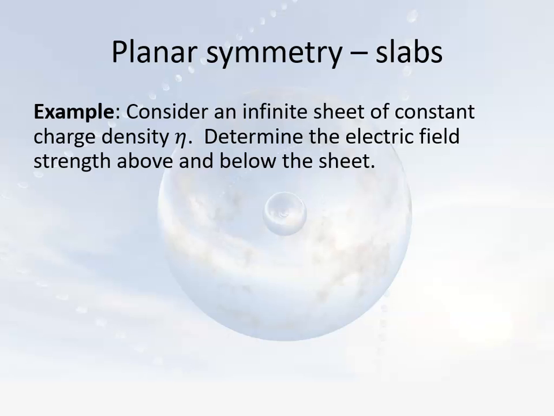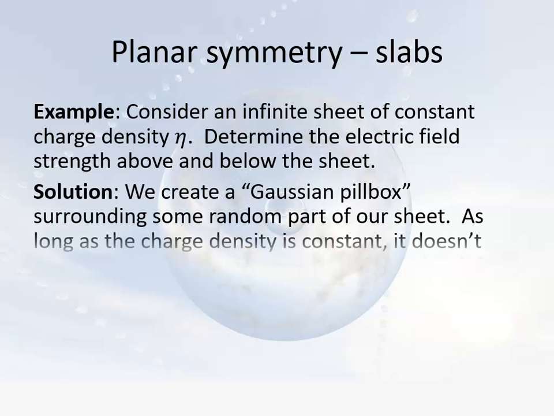In this video, we're going to turn our attention to planar symmetry, situations where, for example, your charge distribution will not have a functional dependence on x and y, but it might have a functional dependence on z, if we're thinking about the traditional three-dimensional Cartesian xyz coordinates. So let's turn our attention to an example of an infinite sheet of constant charge density eta. Determine the electric field strength above and below the sheet.